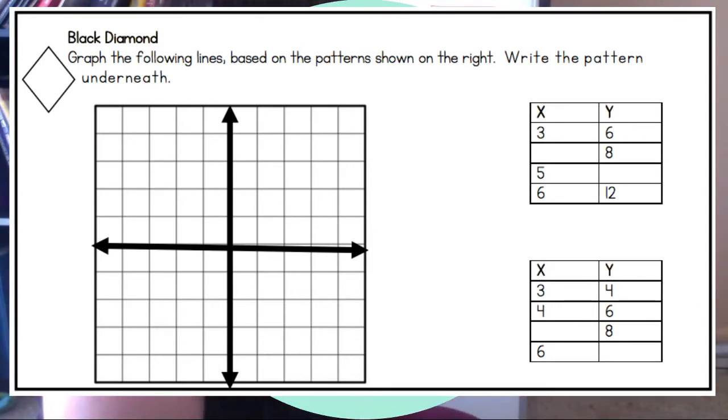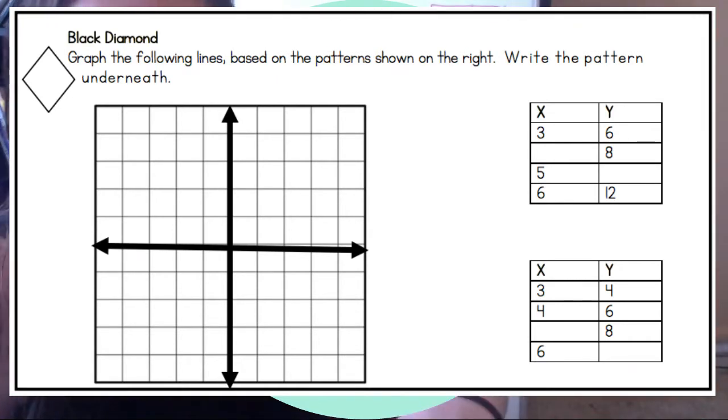So our first table, notice it has X and Y at the top. That hopefully reminds you of an ordered pair, right? And that's basically all this is doing, it's telling us this is a list of ordered pairs. So my first one is 3, 6. My second one, we don't have an X, but we have a Y, and that's equal to 8. Our third one, we don't have a Y, but we do have an X, which is equal to 5. And then our final one, we have X is equal to 6, Y is equal to 12.